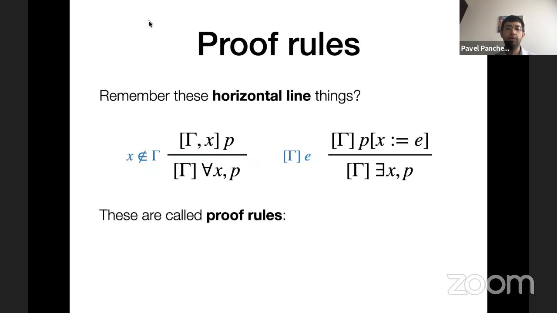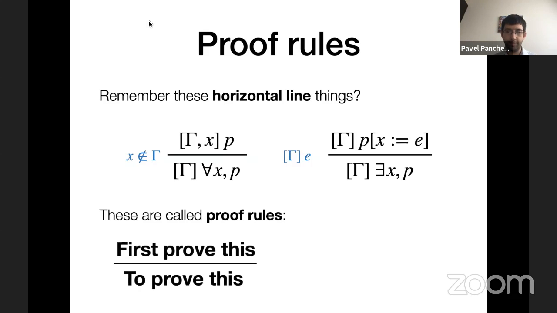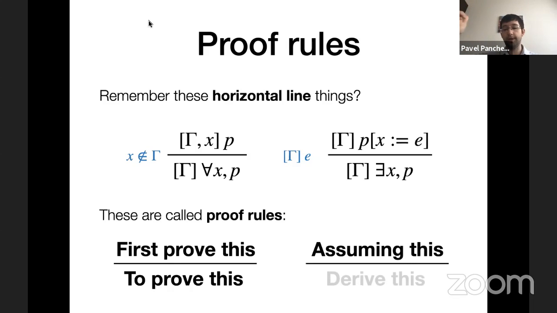Broadly speaking, those things are what we call inference rules or proof rules. And the way they work is they say, well, if you want to prove the thing below the line, you need to prove first the thing above the line. If you can prove the thing above the line, or if you assume the thing above the line, then you can derive the thing below the line. I just wrote two different sentences describing what it means, but really these are the same idea, right? If the thing above the line is true, then the thing below the line is true, and vice versa.